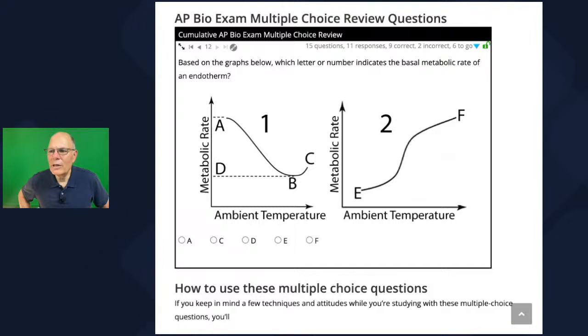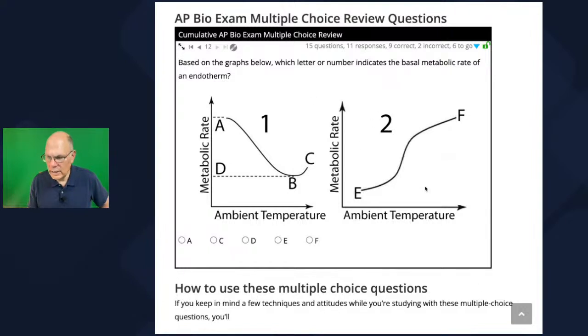The basal metabolic rate is the rate that you would be consuming oxygen when you're neither in cold stress nor in heat stress. So, first of all, let's note a couple of things. We can eliminate everything in graph 2 because this is obviously the metabolism of a reptile. When it's cold, its metabolic rate is low. I mean, a reptile, an amphibian, a fish, an ectotherm. All right. So when it's cold, the metabolic rate is low. And as the temperature goes up, the metabolic rate increases.